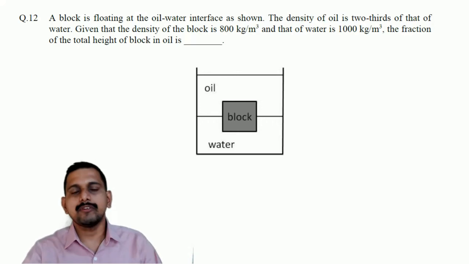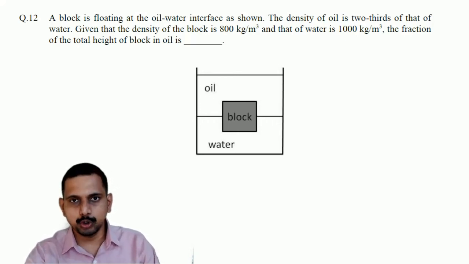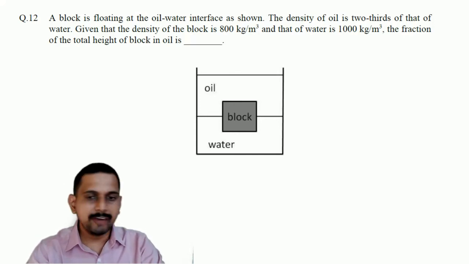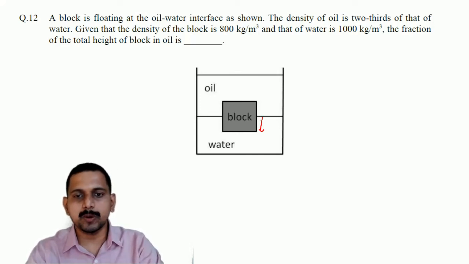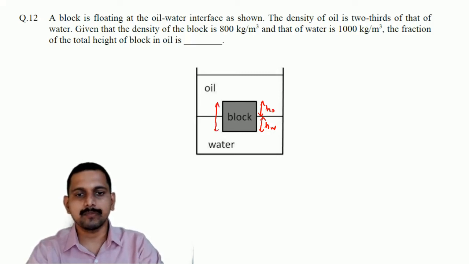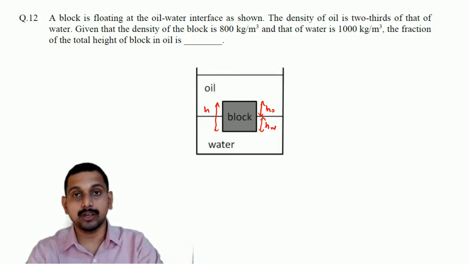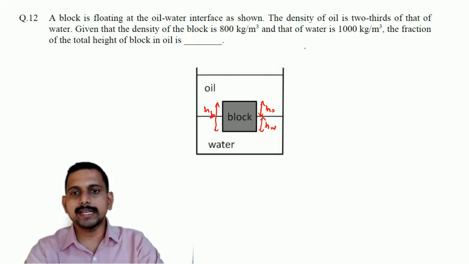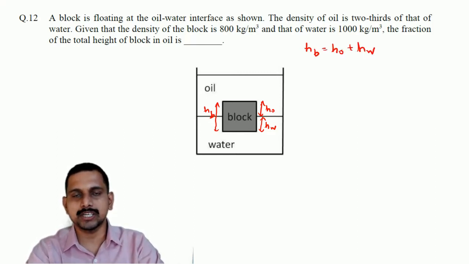Now first we have to understand that the force due to buoyancy is based on the amount of liquid that is displaced. Now if I say the height displaced by water is HW, HO is that of the oil, and HB is the total height. Since we are considering a rectangular or cubical block, this is H block. So I can say H block is equal to H oil plus HW.